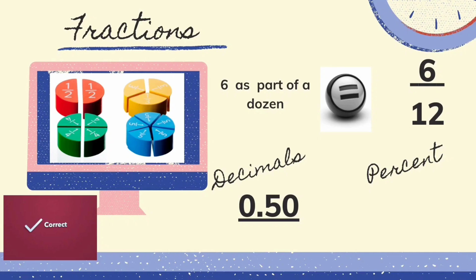How about the percent? How do we convert decimals into percent? We just move the decimal point 2 places to the right. So the percent will be 50%. Okay? Very good.